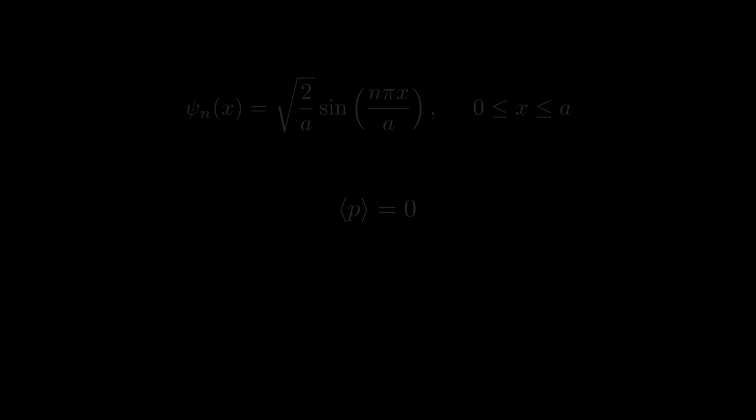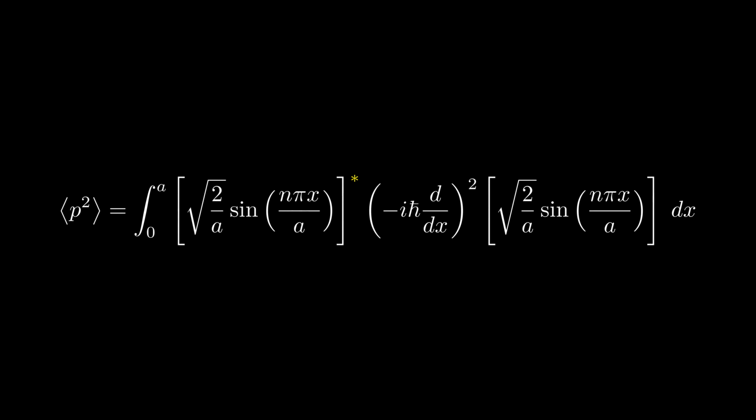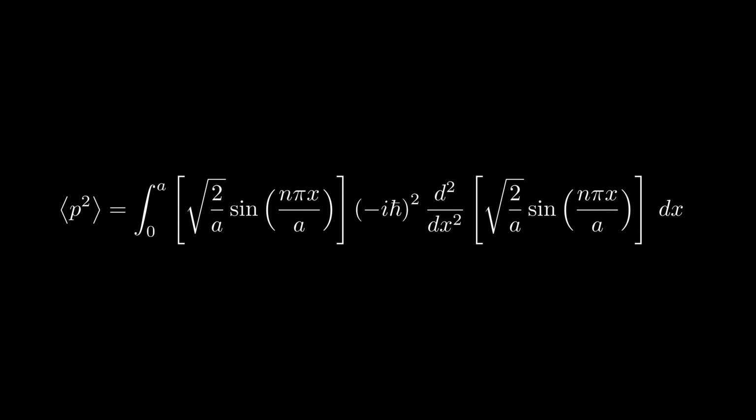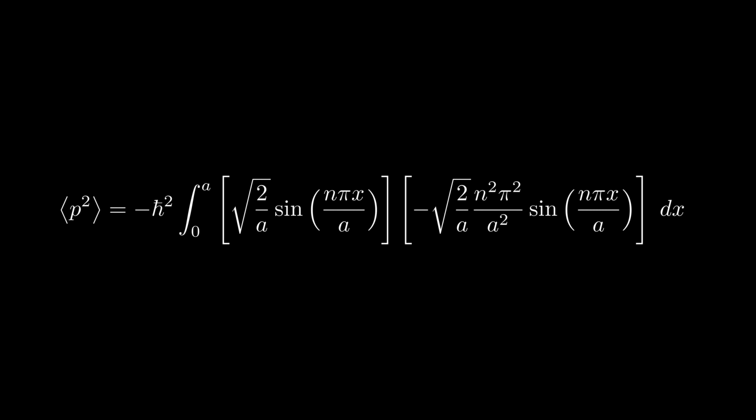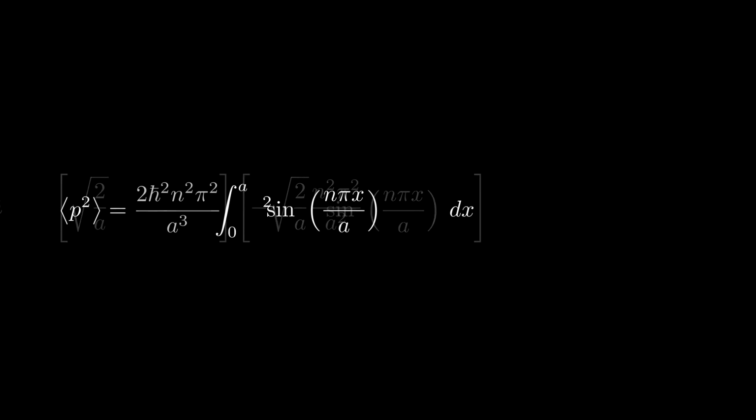Let's now calculate the expectation value of the square of the momentum for the infinite square well. We begin by substituting the momentum operator, p squared, into the formula for the expectation value. This gives us the following integral to solve. Again, since psi of x is real, we can drop the complex conjugate, as we've already discussed. Next, we apply the second derivative of the wave function, which is a simple step in the calculation. Now, by factoring out all the constants from the integral, we are left with the following integral to solve.